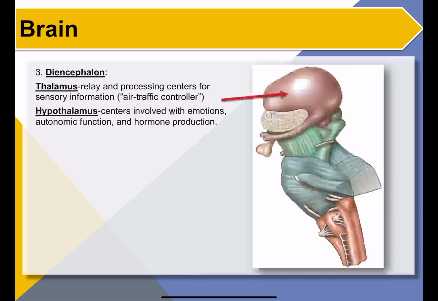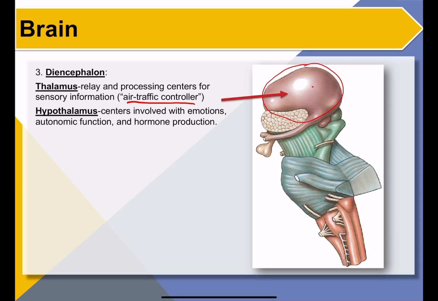All right, so the diencephalon includes two main parts. One is called the thalamus right here, this pinkish region here. And we call it the air traffic controller, kind of like those control towers at the airport that direct airplane traffic, because that's really what it does.